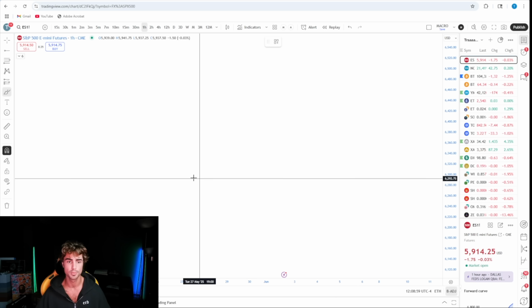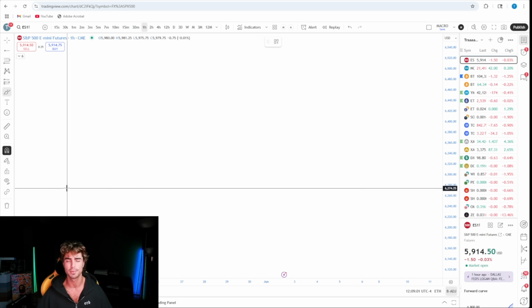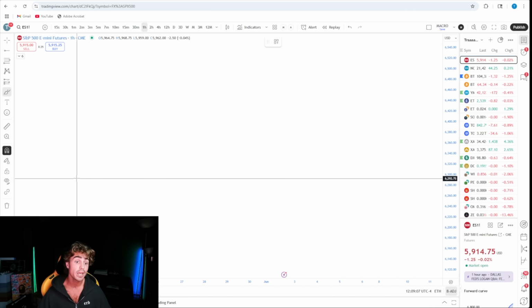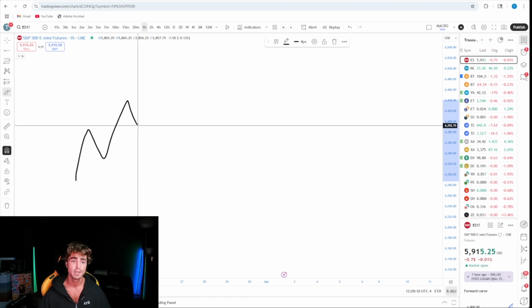This is super beginner, and I know you guys are probably going to think, oh, I already know this, but just bear with me. When we are in an uptrend, what is an uptrend? We move in higher highs and higher lows, right?